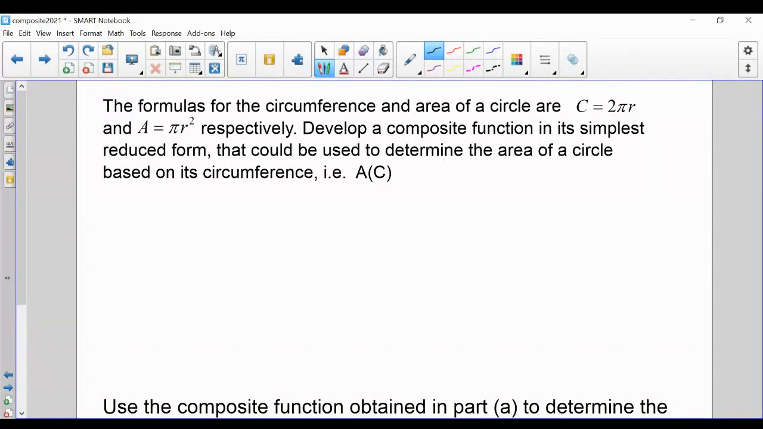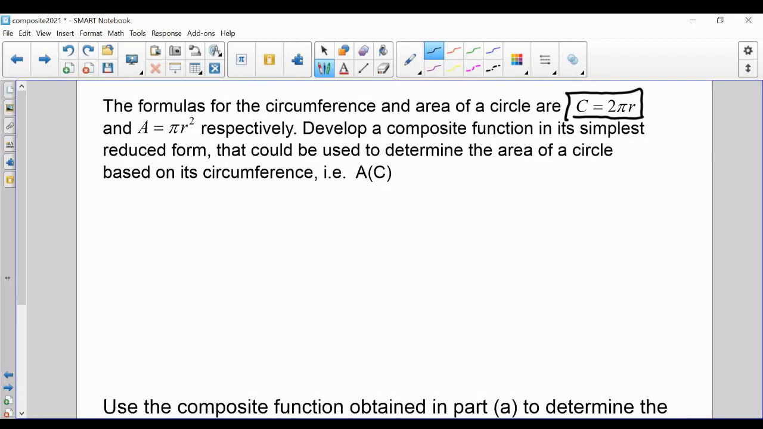Hopefully everybody understands exactly what the principle is. Take this C function and somehow stuff it into this function for A. What's the common link between those two functions? What's the linking variable between those two functions? What do you think, folks? What links those two functions together? The pi and the r, true. Well, let's just focus on the r for now.